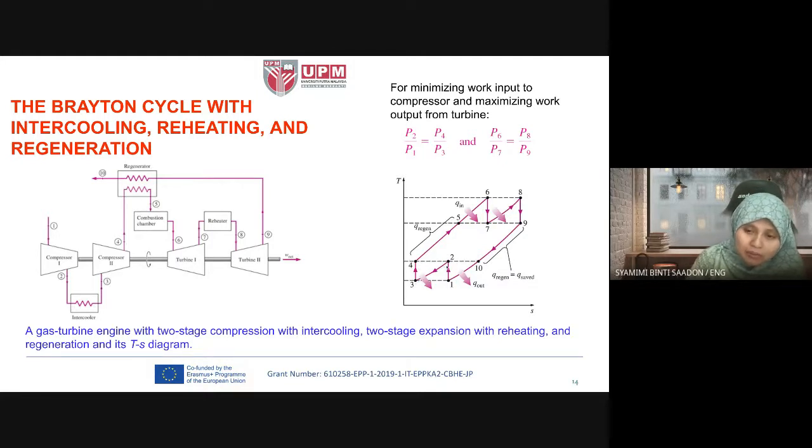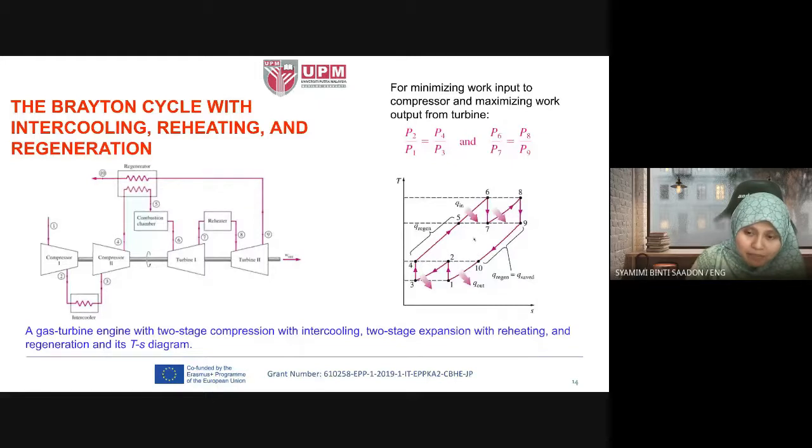So by adding this intercooling, we minimize the work. We exchange heat, the Q out is doubled here. We exchange heat and we lower the temperature from 2 to 3, and then compress it back 3 to 4.